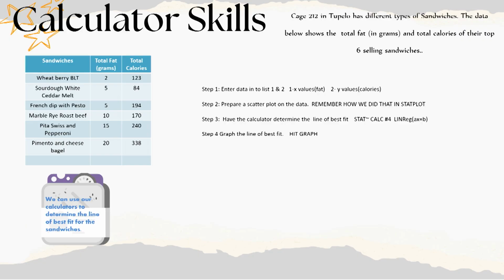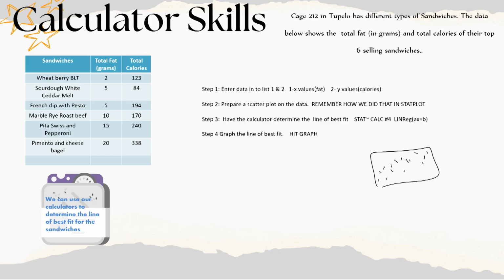Now, this is what we do to plug it into our calculator. We enter the data in list 1 and list 2. Our list 1 is going to be our X values, which is our fat grams, and our list 2 is going to be our Y values, which is our calories. We're going to prepare our scatter plot. Remember how we go to our stat plot? We're using that first one that looks like this. It literally looks like the scatter plot.